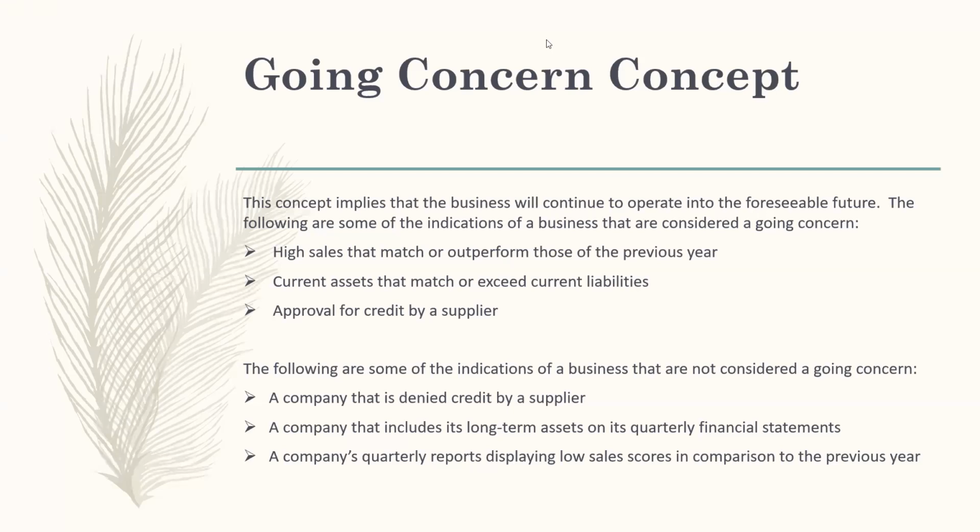The other one is a company's quarterly reports displaying low sales in comparison to the previous year. If your sales are really low and the business is doing poorly, that's an indication that you are not doing very good business and there's a possibility that you may go out of business. That's another indication that you are not a going concern. Okay, so I'm going to move on, but all of this information you can get on YouTube after. Moving on.